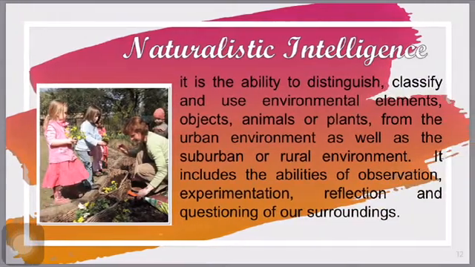Okay, next is being naturalistic intelligent. According to this, it is the ability to distinguish, classify, and use environmental elements, objects, animals, or plants from the urban environment as well as the sub or rural environment. Okay? In naturalist intelligence, it designates the human ability to discriminate among living things, okay, as well as the sensitivity to other features of the natural world. Okay, the plantitos and plantitas, they are more likely to be naturalists.